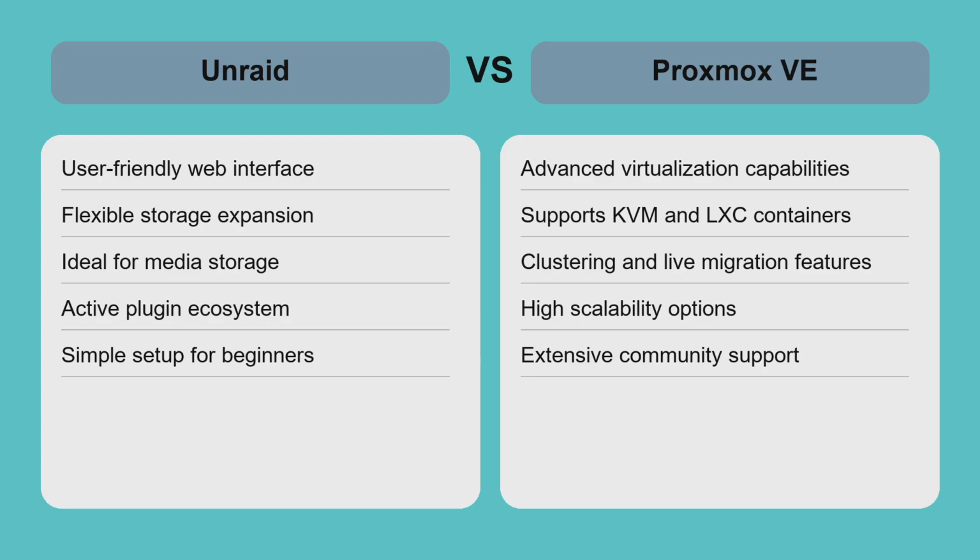For example, if you want a straightforward media server with some virtual machines, Unraid fits well. If you need to run multiple isolated environments with failover and live migration, Proxmox VE is the better choice. Both are open source friendly, but the decision depends on your comfort with Linux and your server goals.